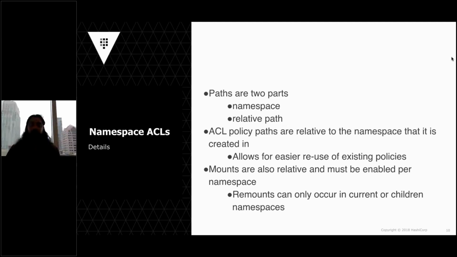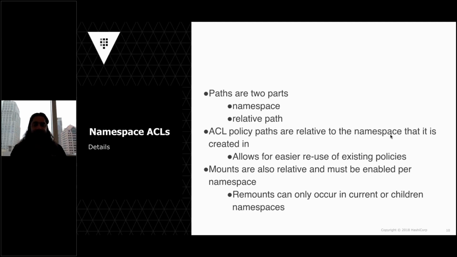Okay, mounts are the same way. So mounts are also relative and must be enabled per namespace. If you're familiar with the concept of remounting things, you can only remount things inside of a particular namespace or into children namespaces. And so this means that, like, if you enable a PKI secret engine in namespace foo, you can only actually remount that as maybe a separate name inside of the namespace foo or in any of foo's children.